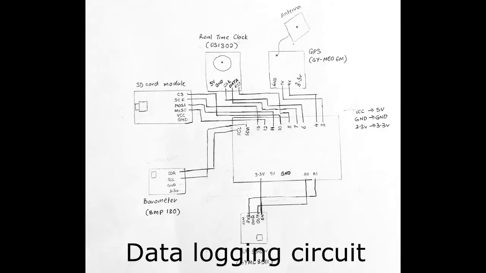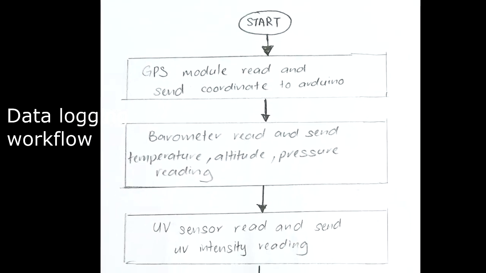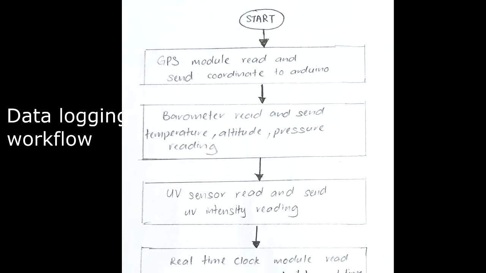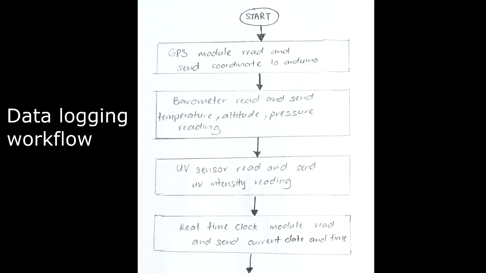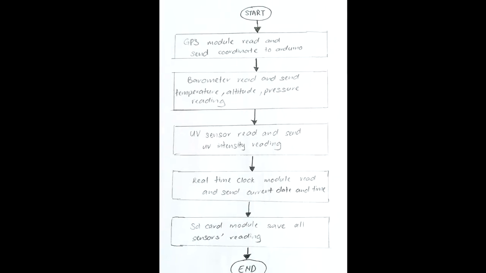How the data logging system works is basically that the onboard sensors, such as the GPS module, barometer, UV sensors and real-time clock module, read and send their respective sensor readings to the Arduino. Then the SD card module will save all the sensor readings along the journey.